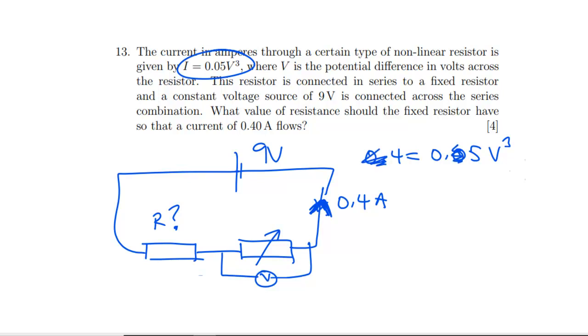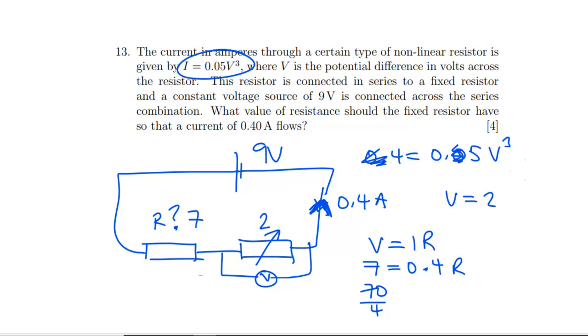So how many halves go into 4 is 8. So V is going to be equal to 2 because we have to cube root it. So we've got 2 across here, so we must have 7 across there. So we need, well, V equals I times R, 7 equals 0.4 times R. So we've got 70 over 4, so that's 35 divided by 2, 17.5 ohms. So again, not a bad one at all.